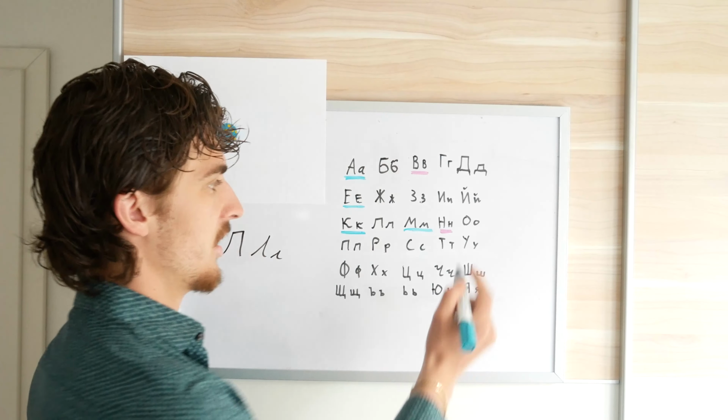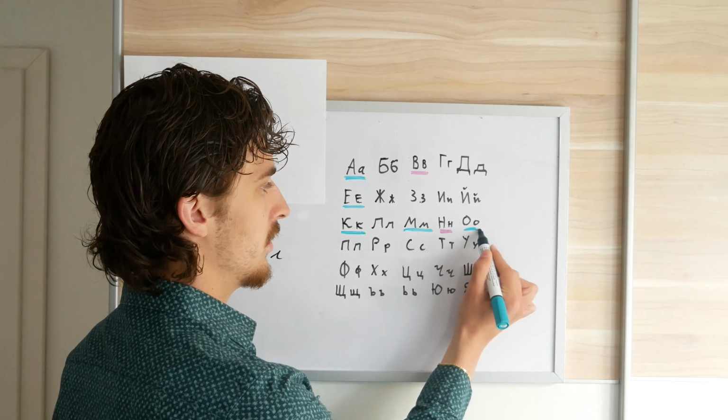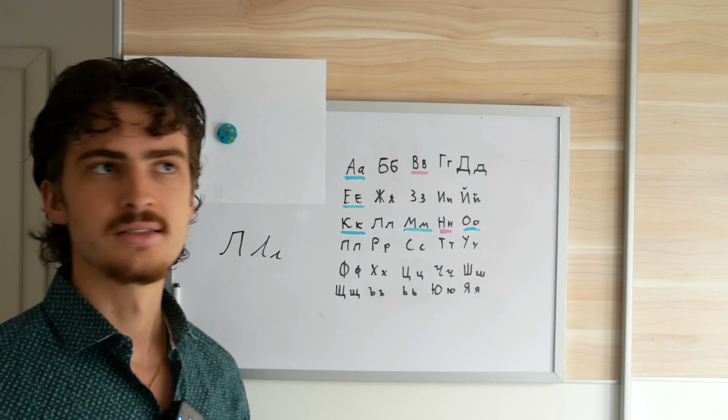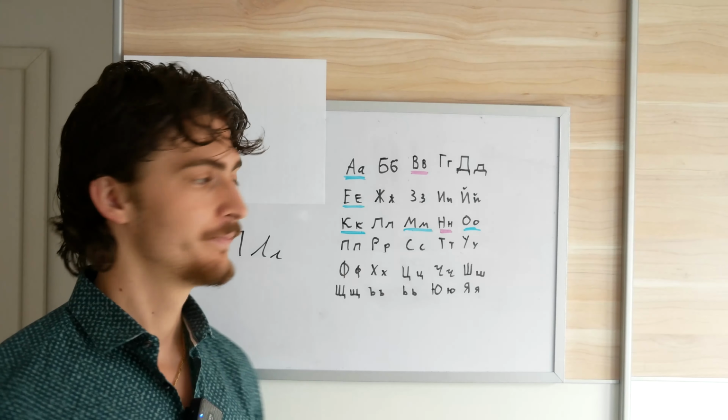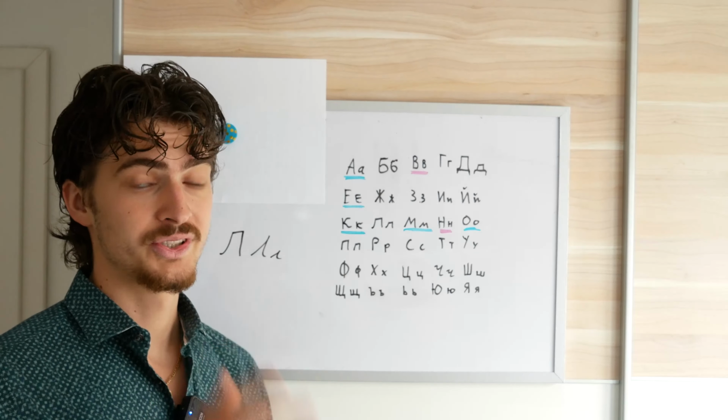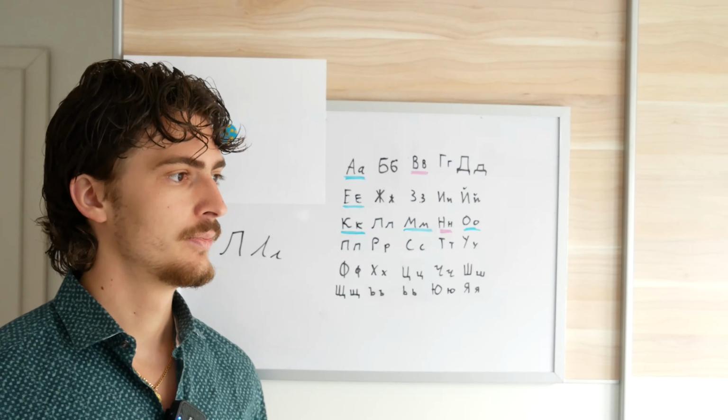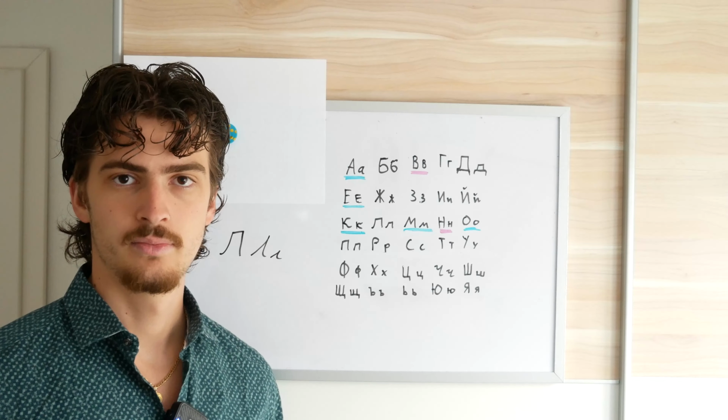Next up, we got a friend of ours again, which is the letter O. And as you can guess, this is the equivalent to the English O. But once again, short pronunciation. Take the word orphan.